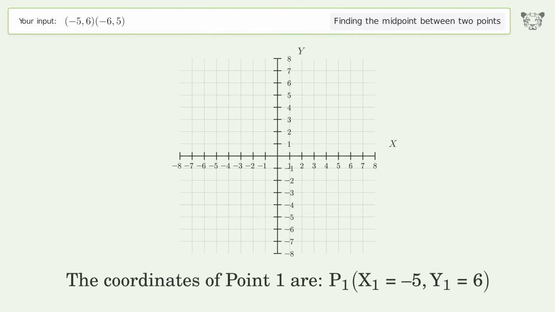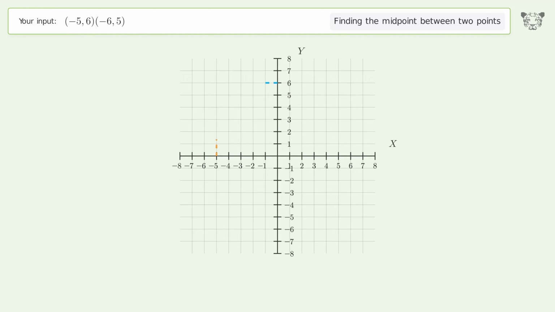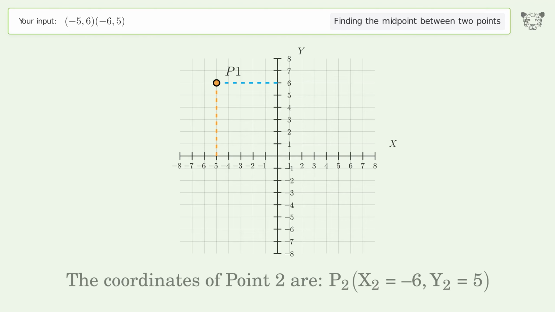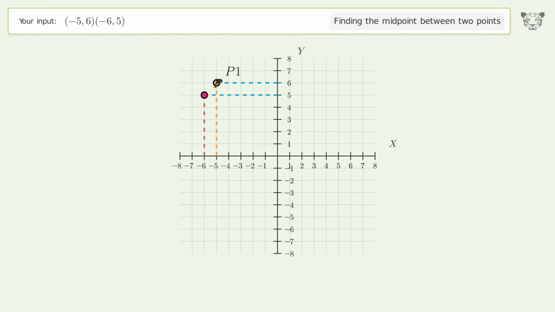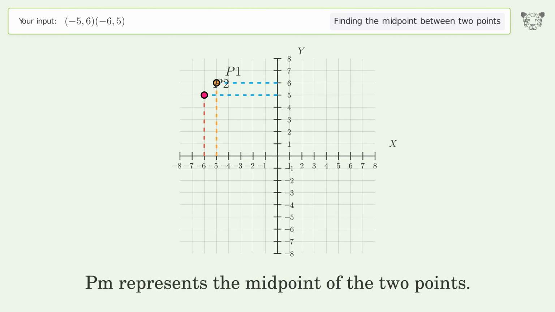The coordinates of point 1 are, x1 equals negative 5, y1 equals 6. The coordinates of point 2 are, x2 equals negative 6, y2 equals 5. PM represents the midpoint of the 2 points.